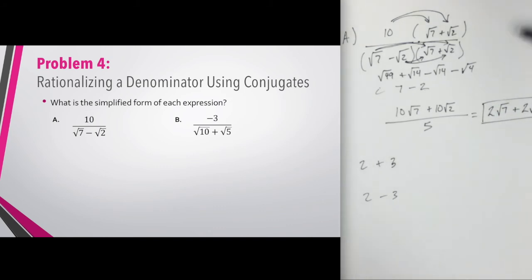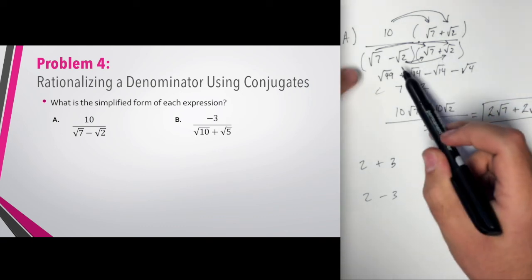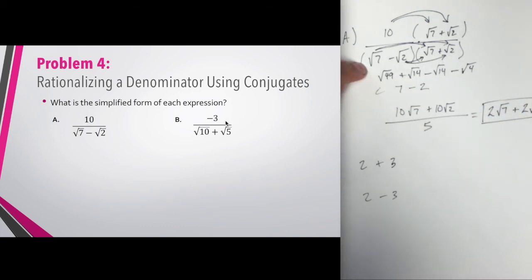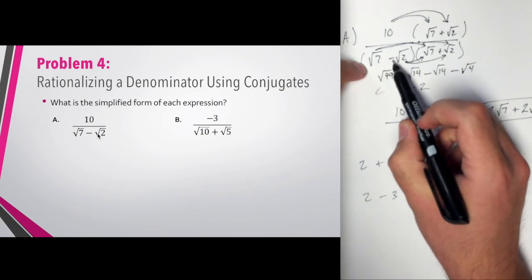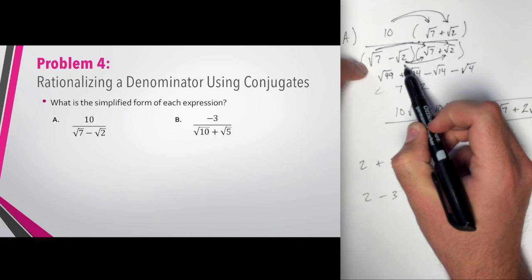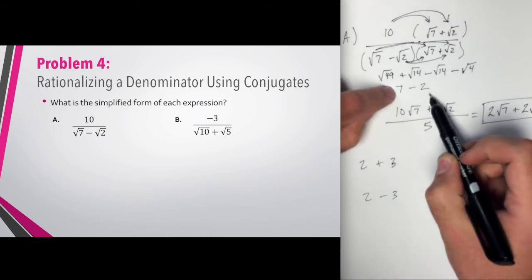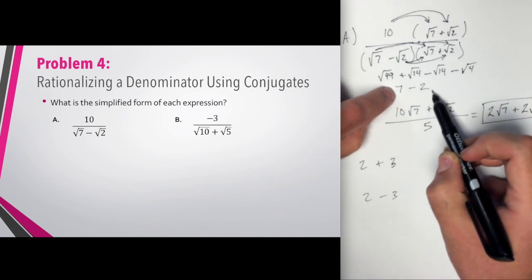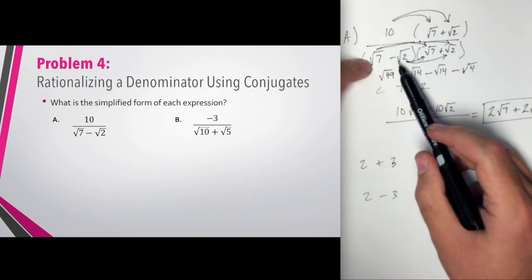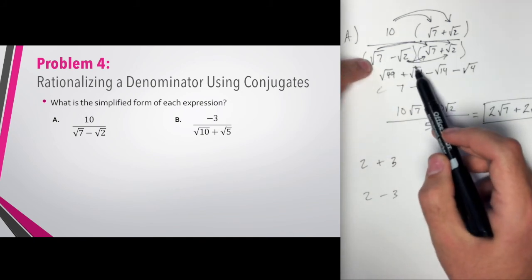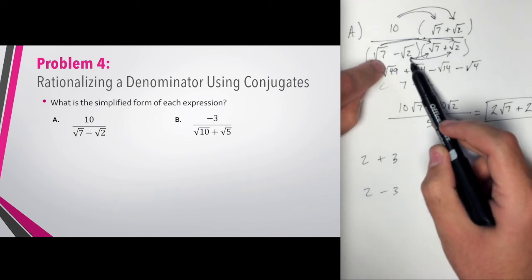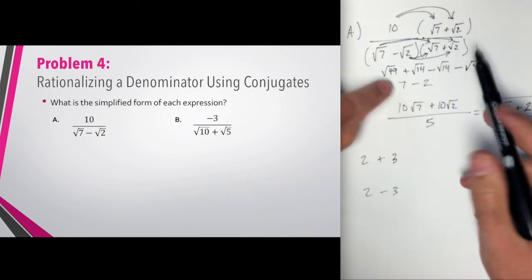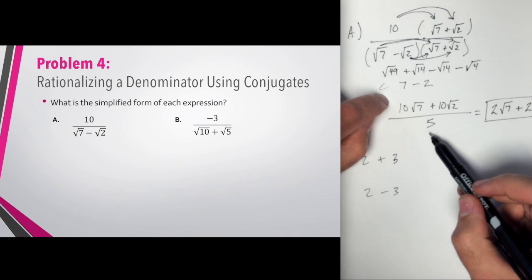Now, the last thing you need to know is, the problem began, you can even see on the slide right here, the problem began with the square root of 7 minus the square root of 2 on bottom. But now notice the bottom becomes 7 minus 2. So all that happened is the radical symbols are gone. And we're left with 7 minus 2, which is what the radicands were. And then we just subtract them and get our answer.